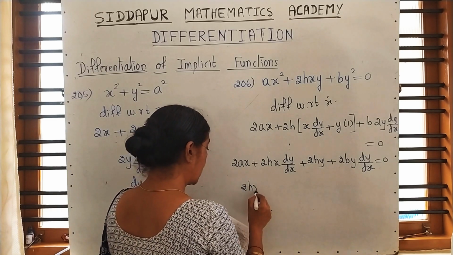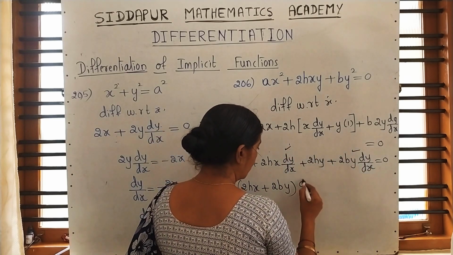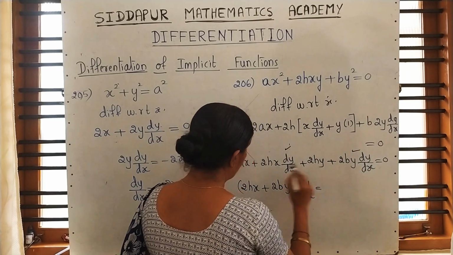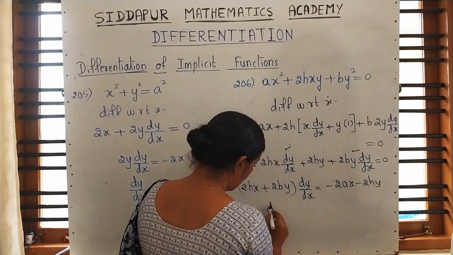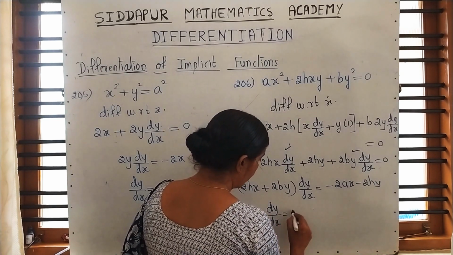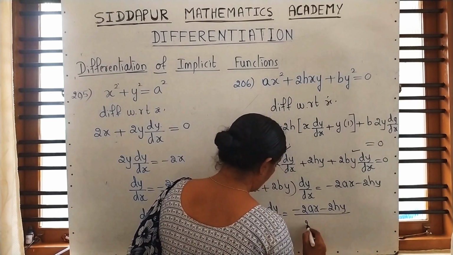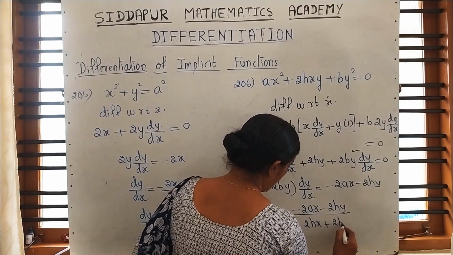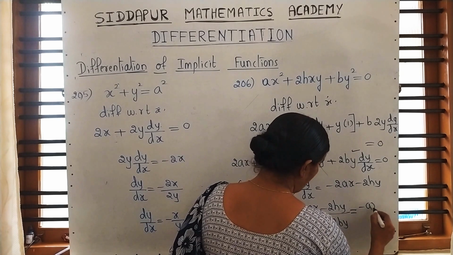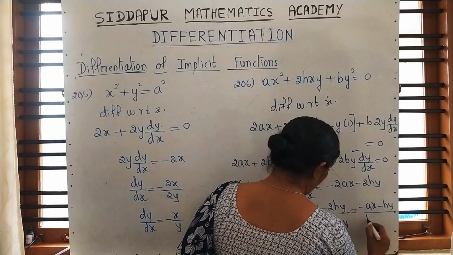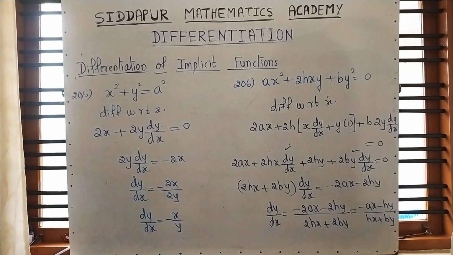The terms with dy upon dx on the left side, and I took dy upon dx common. Remaining terms on that side. So dy upon dx is, and 2 is common in both numerator and denominator. Take 2 common and it cancels. The remaining term is this, so this is the answer. Moving to the next question.